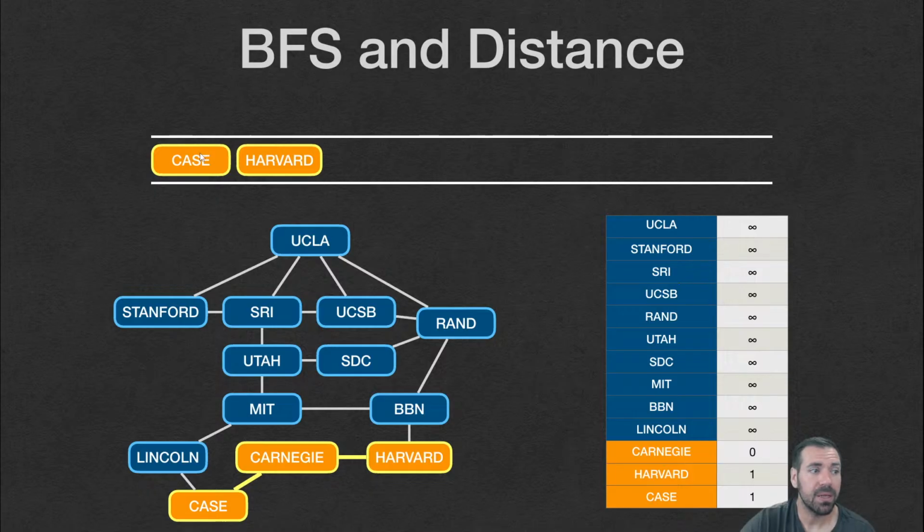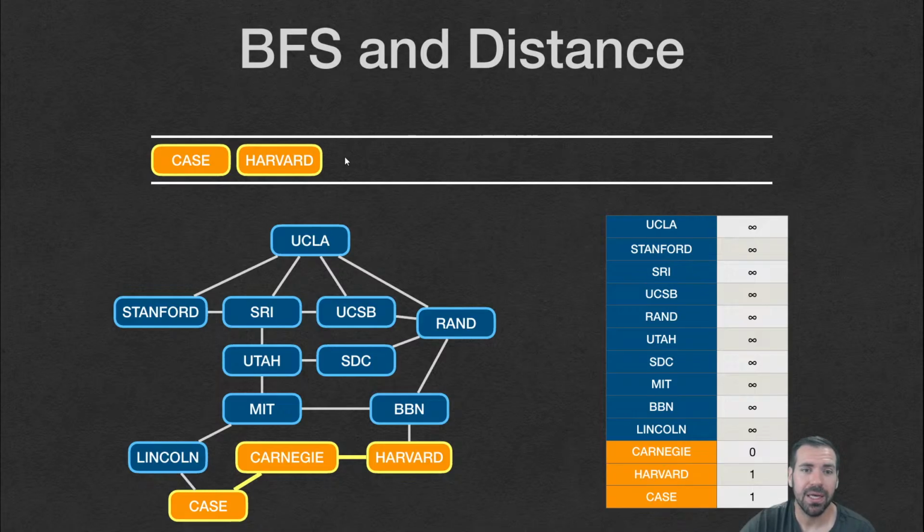Okay, then we repeat the process. We're just going to do this until the queue's empty. So Case, we're going to dequeue, and we're going to check its neighbors. We're going to look at Lincoln. We see that it's not been explored yet, so we're going to explore it. That means we mark it as explored, so we're going to add it to our array list, hash set, whatever data structure we're using here, hash map even. We're going to mark it as explored.